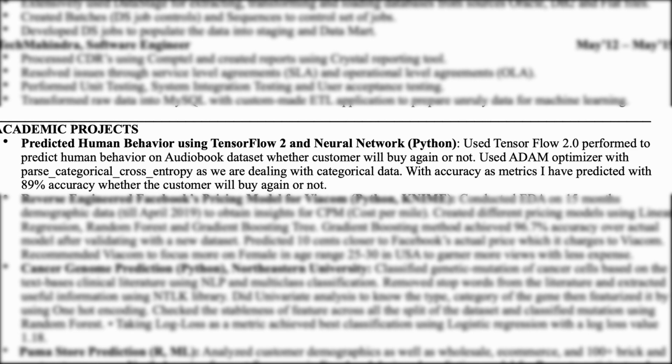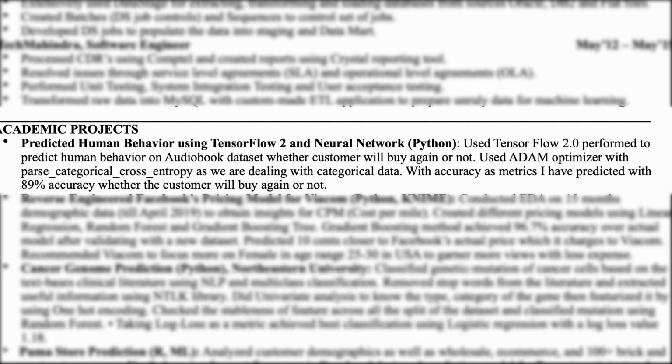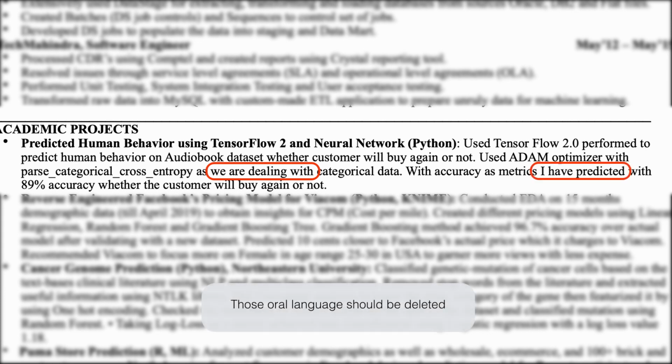I first noticed the term sparse_categorical_crossentropy with underscores. Since Adam Optimizer is already a technical term, adding more details to it is not going to be helpful for recruiters. I will simply remove it. Also, there are some first-person expressions such as "we are dealing with" and "I have predicted." Those should also be deleted.